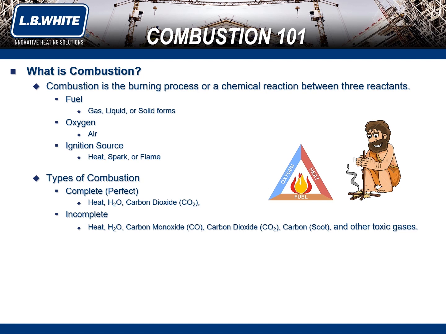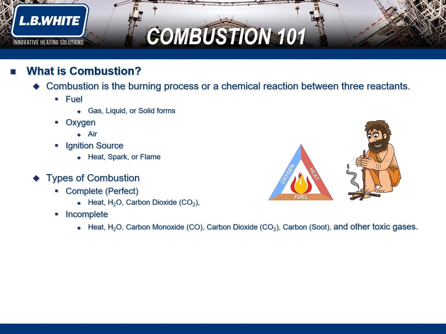For instance, if you open a propane tank but do not have an ignition source present, you will not have combustion. Likewise, if you have a spark but no fuel, you will not have combustion. There are two types of combustion. Ideally, the mixture of air and fuel would be perfect, thereby causing a complete combustion when ignited, which means the byproducts of the combustion are only heat, H2O, and carbon dioxide.